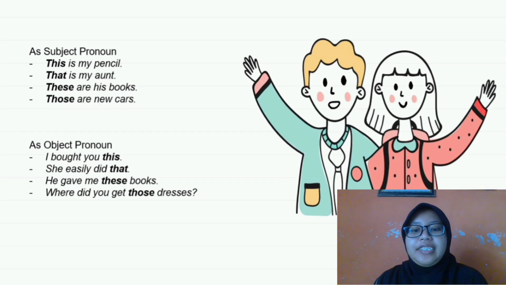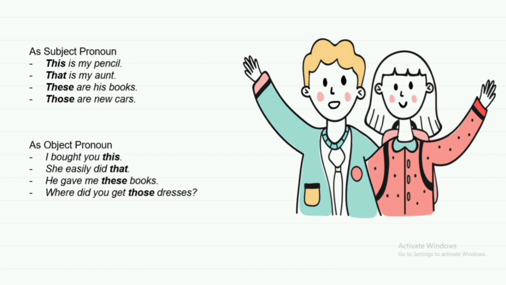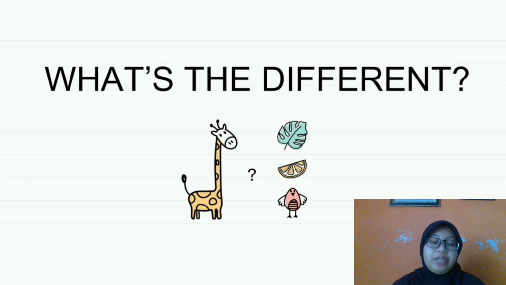Examples as subject pronoun: This is my pencil. That is my arm. These are his books. Those are new cars. And some examples as object pronoun: I bought you this. She easily did that. He gave me these books. Where did you get those dresses? We already know the functions of the words this, that, these, and those.